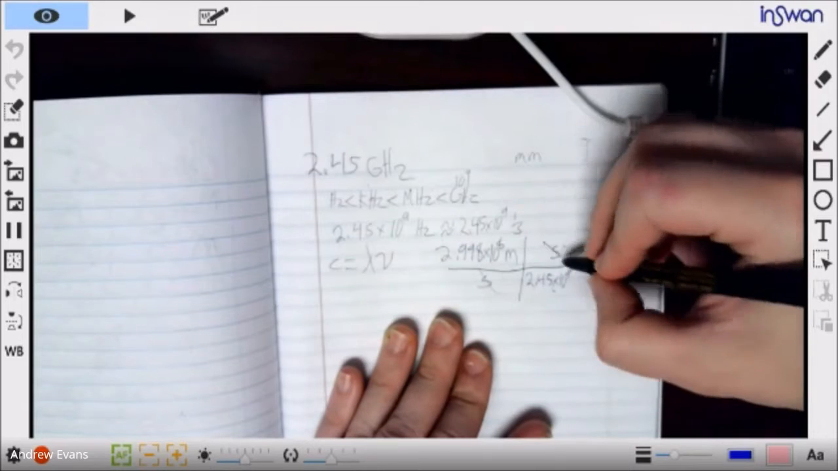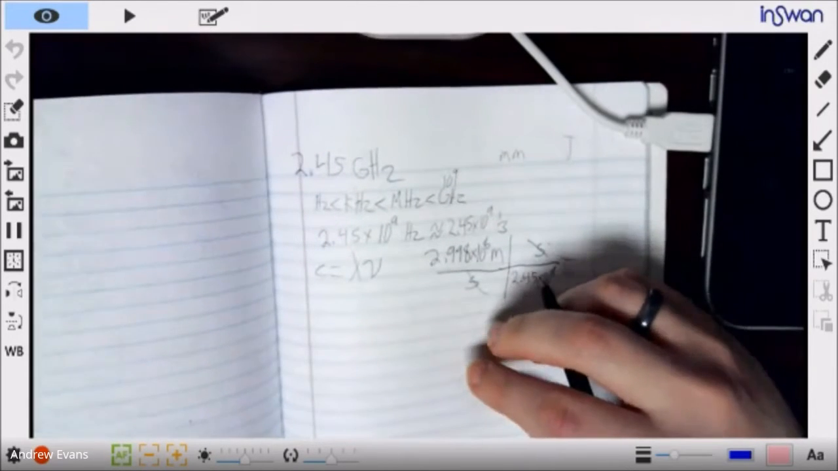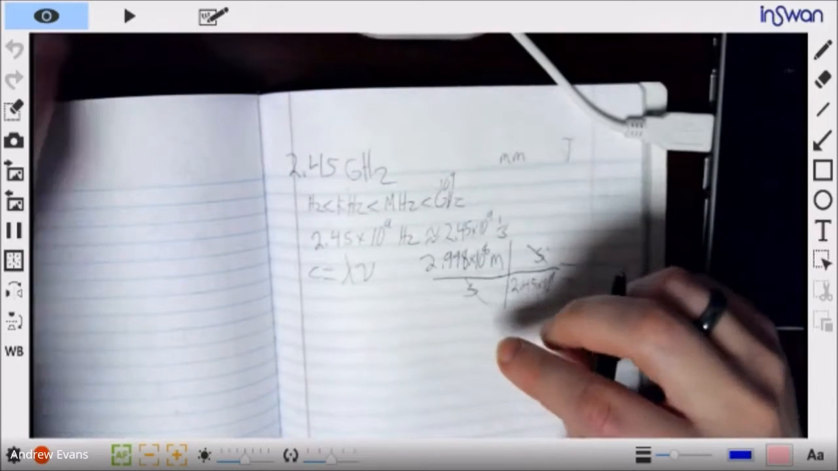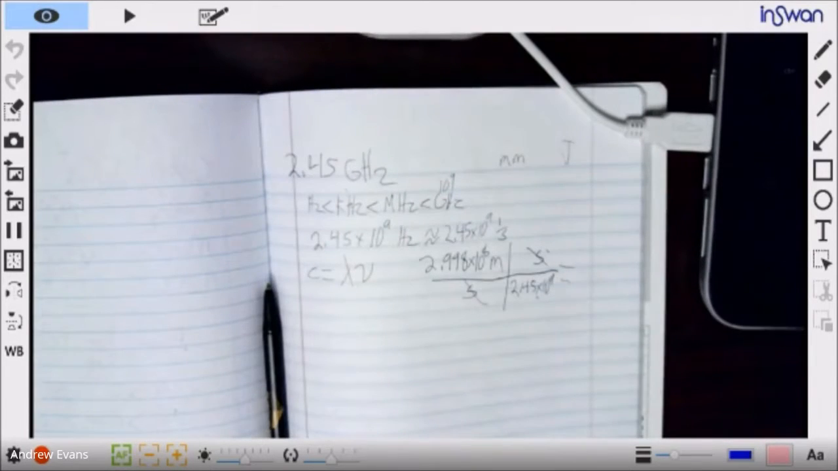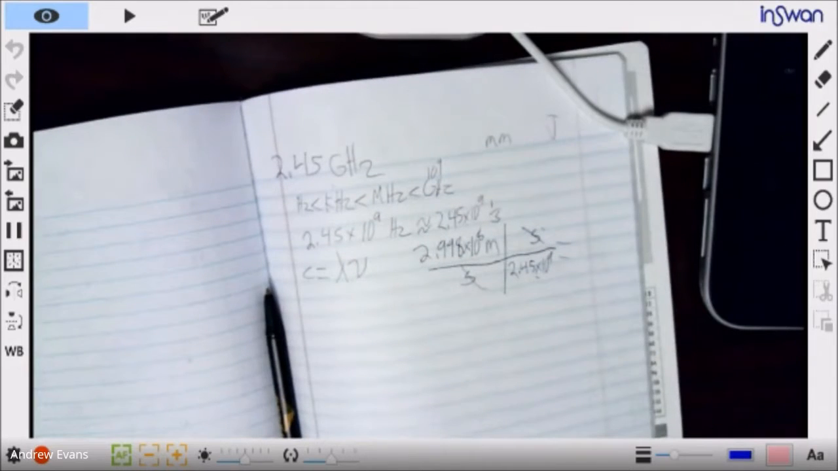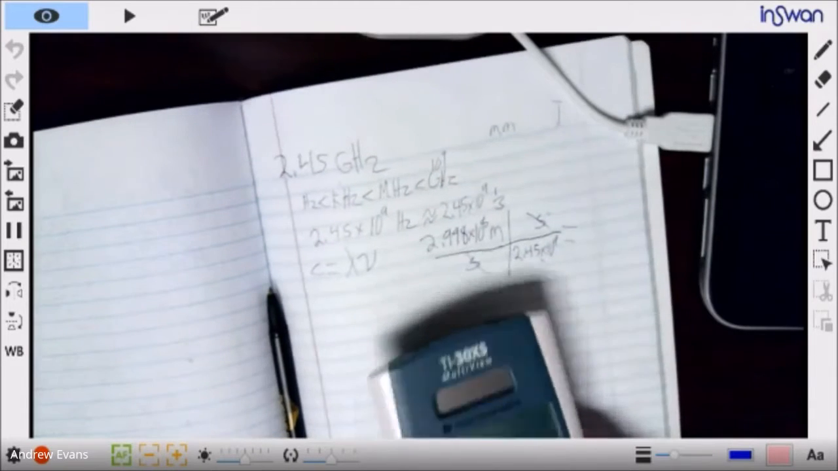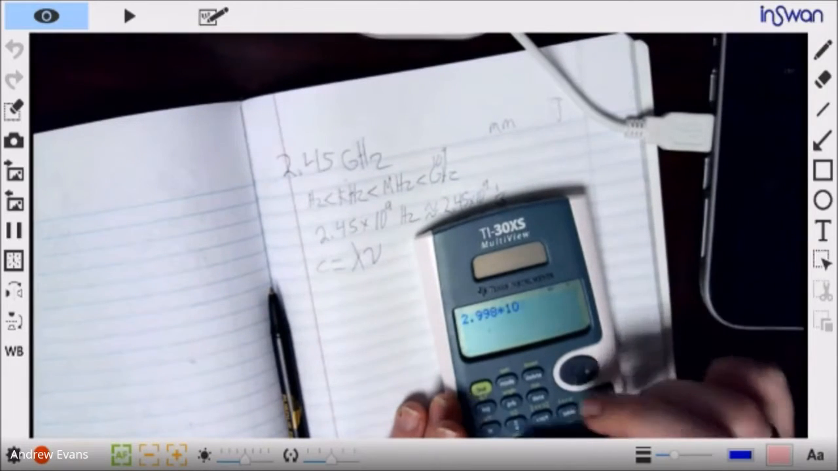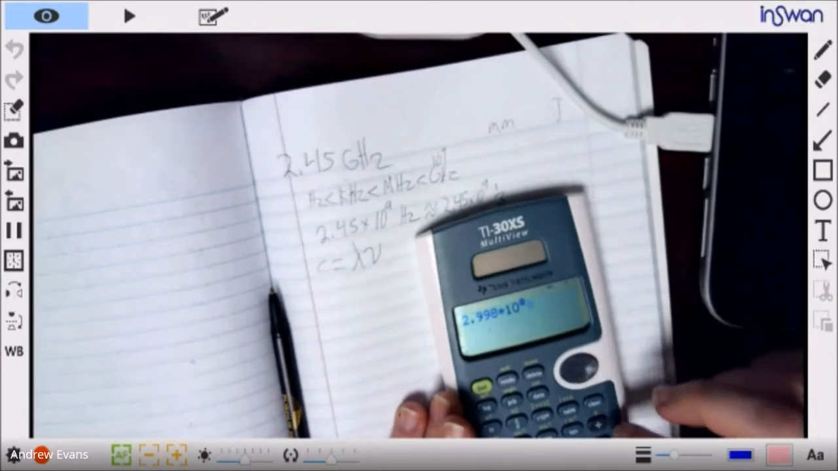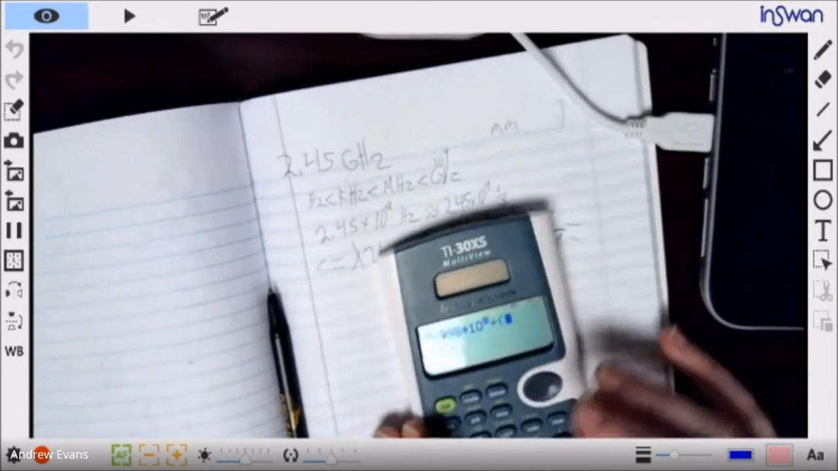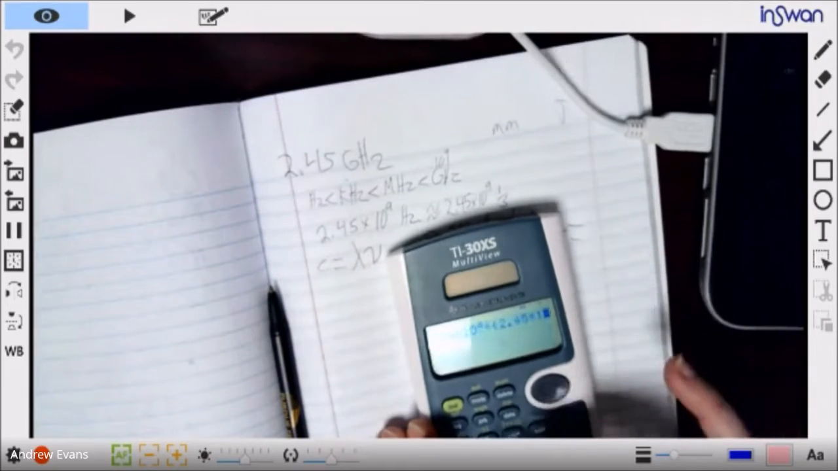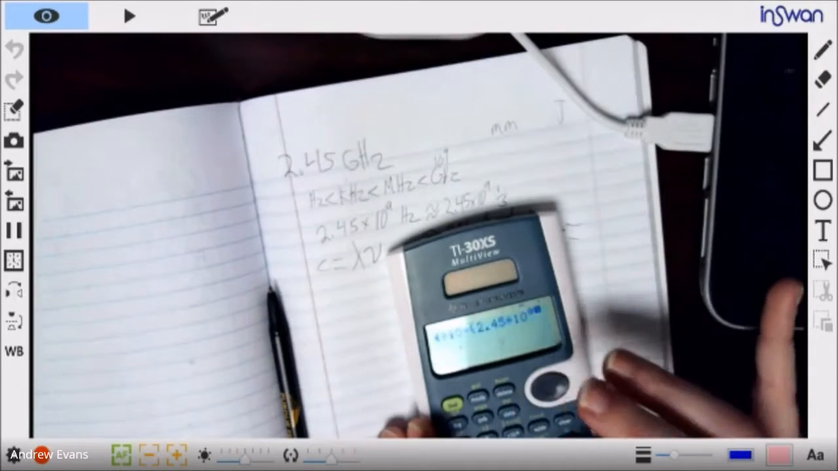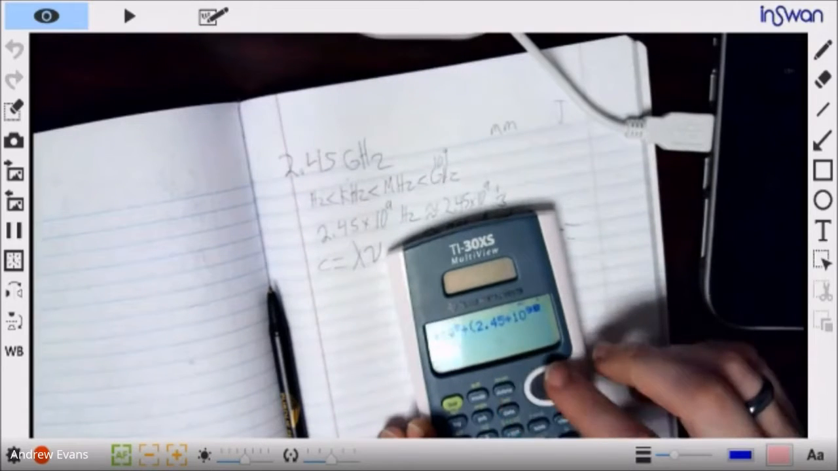This math will leave us, conveniently, with units of meters. So 2.998 times 10 to the 8, divided by, let's put this in parentheses, 2.45 times 10 to the 9. That puts this at how many meters?